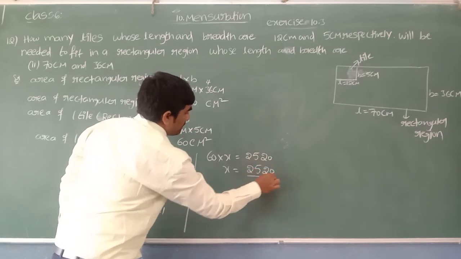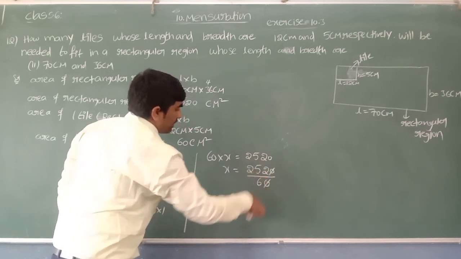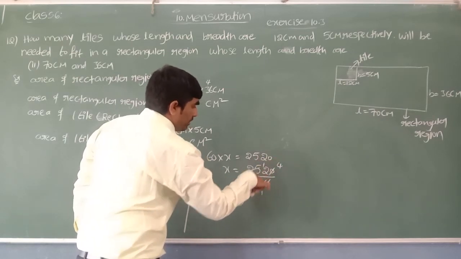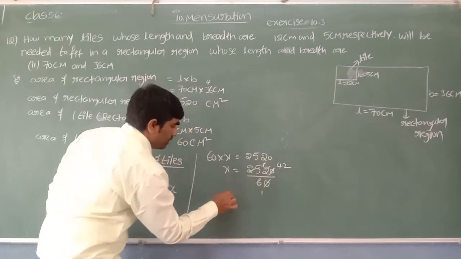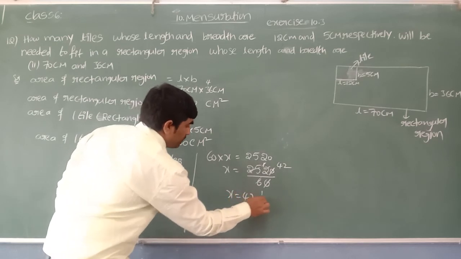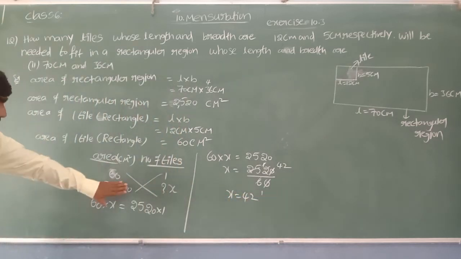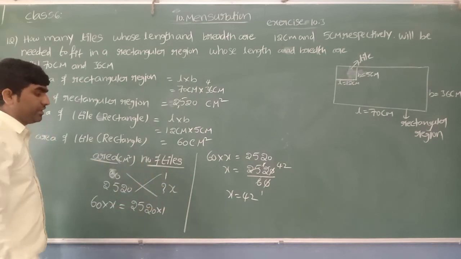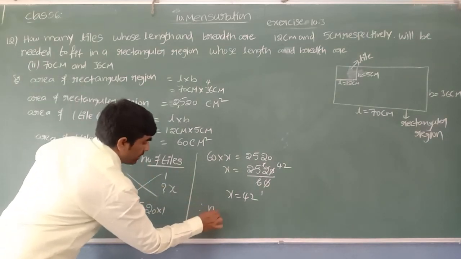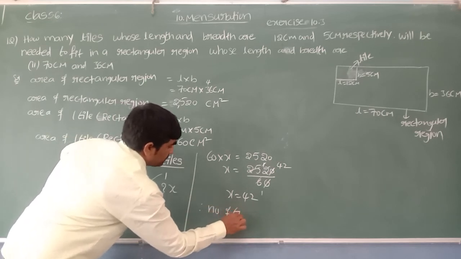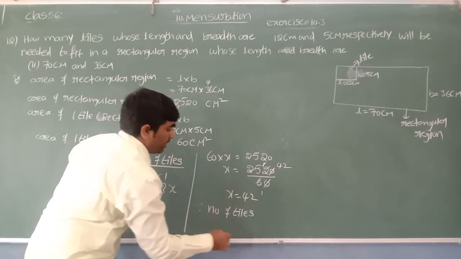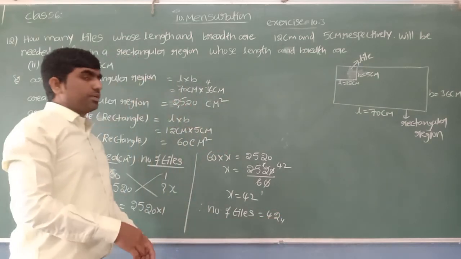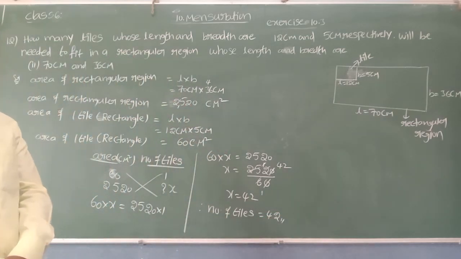X is equal to 2520 by 60. 0 0 cancel. Simplify this. 6 4s are 24. 1 left. 6 2s are 12. So x equal to how much? 42. So to cover this area, we need how many times? X times. Nothing but 42 times. Yes. Here we can write down number of tiles is equal to how much? 42. So that is the way you can find the number of tiles.